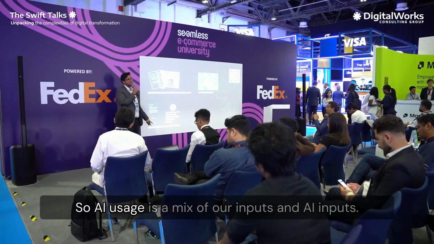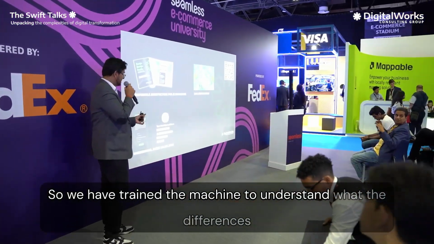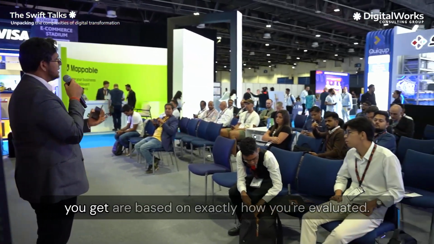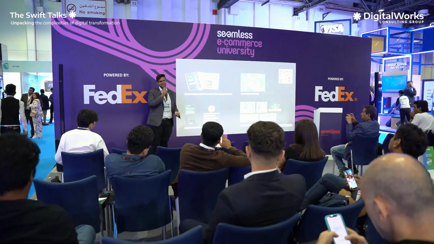AI use is a mix of human inputs and AI inputs. So we train that machine to understand what the differences in score mean, and the results and the suggestions that you get are based on exactly how you're evaluating data analytics and strategy discussions.